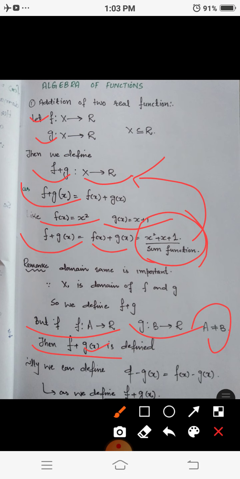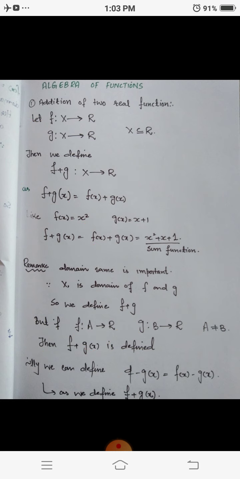Similarly, we can have the subtraction function. For the subtraction function, you can simply replace plus by minus. Equal domains for f and g are important in subtraction also, and we can define the subtraction function from, suppose, X to R as (f minus g)(x) equals f(x) minus g(x), just as we define f plus g of x.